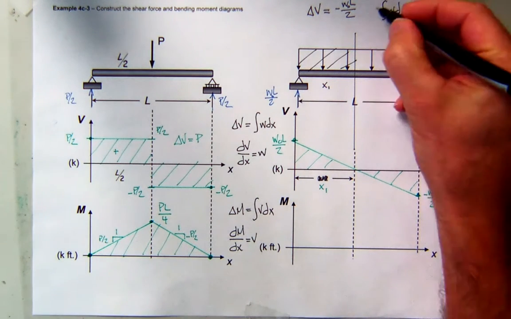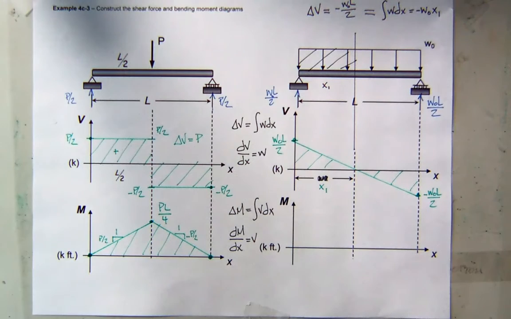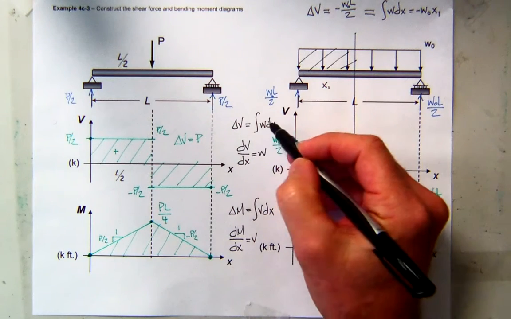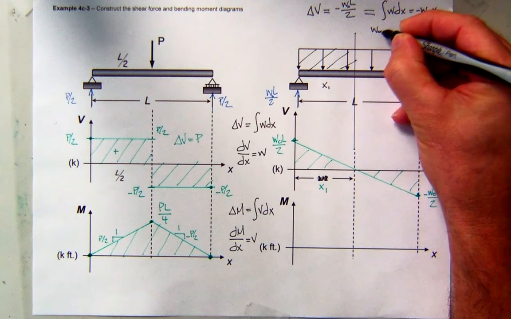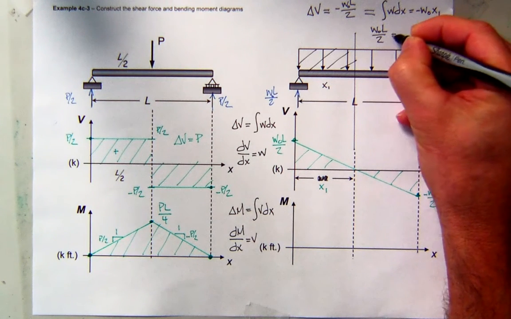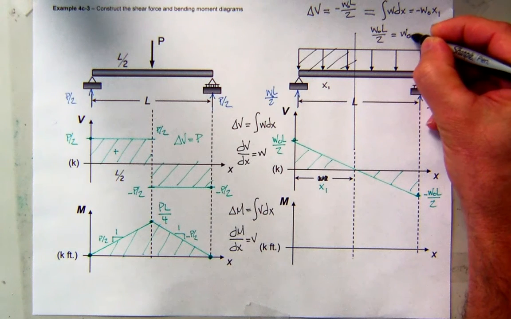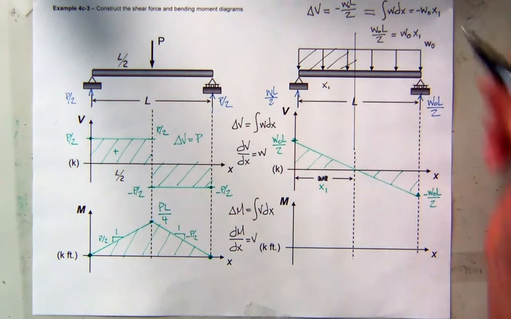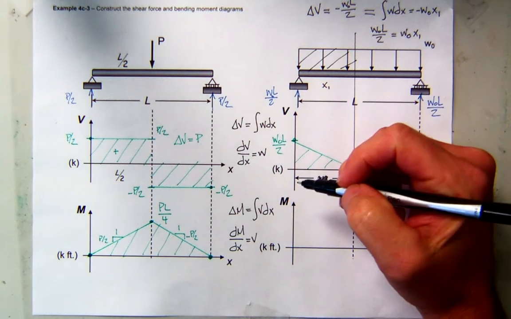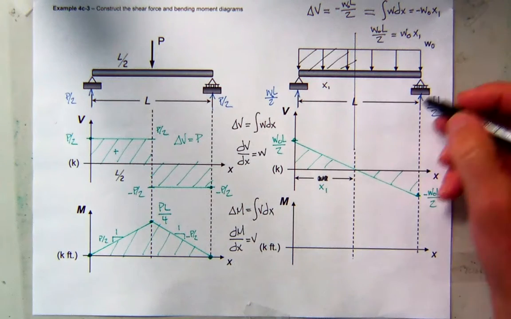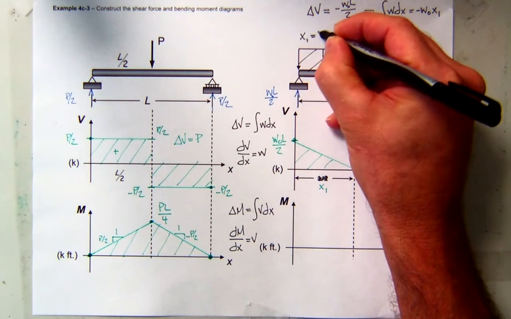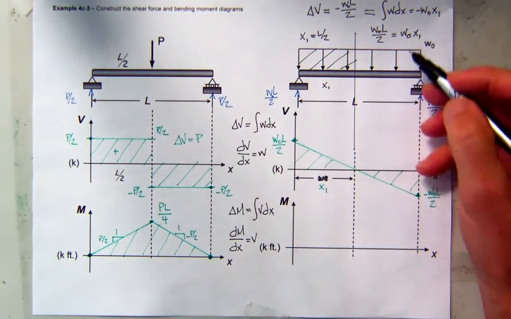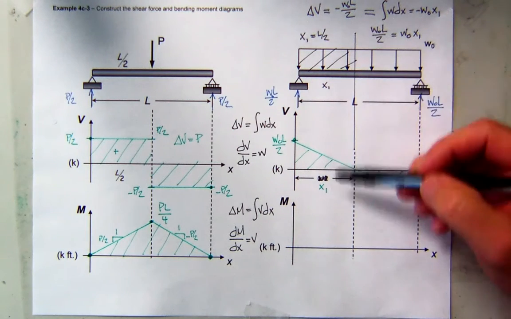These two things are equal, right? The equation says they are. So I now have an equation that says W naught L over 2 is equal to W naught x1. I just multiplied both sides by -1. Can I solve for x1? What is it? L over 2. You can apply that same strategy to just about anything.